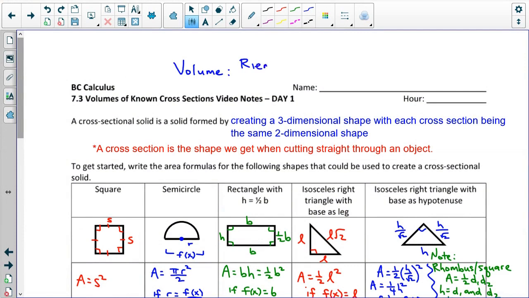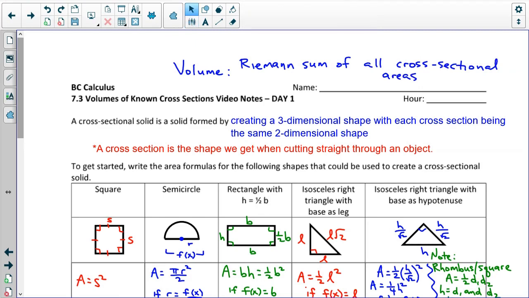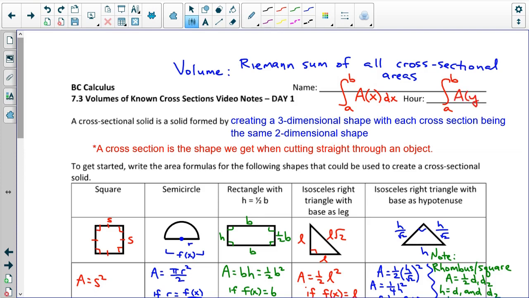So as I go back, if I want to figure out the volume of this solid, I take a Riemann sum of all cross-sectional areas. And remember that a Riemann sum is an integral. So I will take the integral from a to b of whatever the area is at each spot of x dx. Or likewise, I could do it in terms of y if my cross sections are perpendicular to the y-axis. So I could take the integral over whatever my y values are of A of y dy.